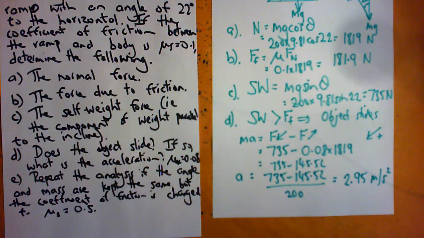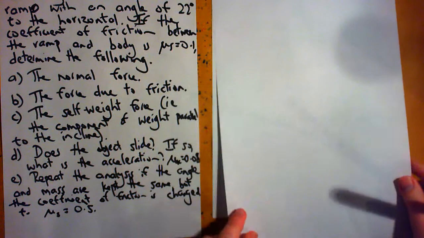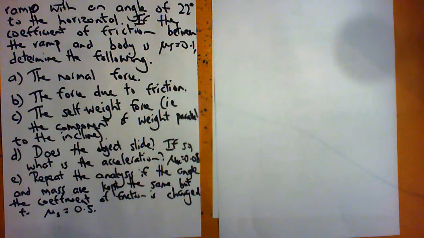There is one last part to the question. Repeat the analysis if the angle and the mass are kept the same, but the coefficient of friction is changed to mu s equals 0.5.